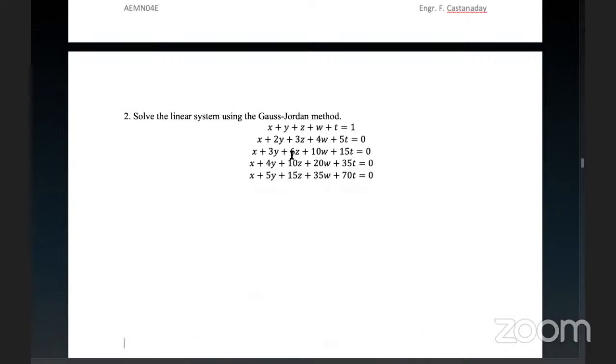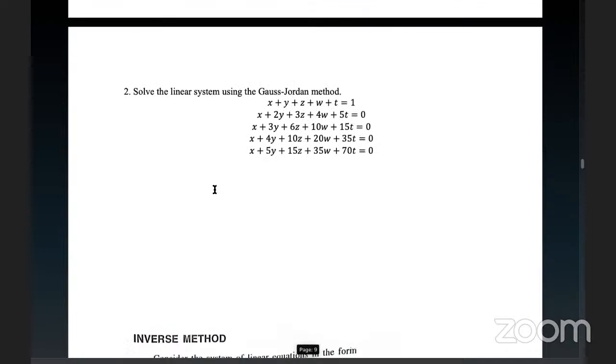Okay, itong number 2 naman, ayan, may pattern na kasi to. So, hindi mo na kailangan pang i-arrange yan. So, yung first term mo, X na gagamitin mo dyan. Yung second term, Y. Yung third term, Z. Yung fourth term is W. Tapos yung fifth term mo is T. This is a 5 by 5 na coefficient matrix yung mabubuo natin dyan.